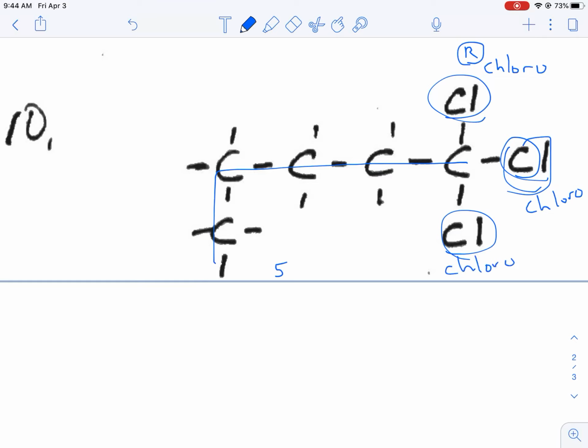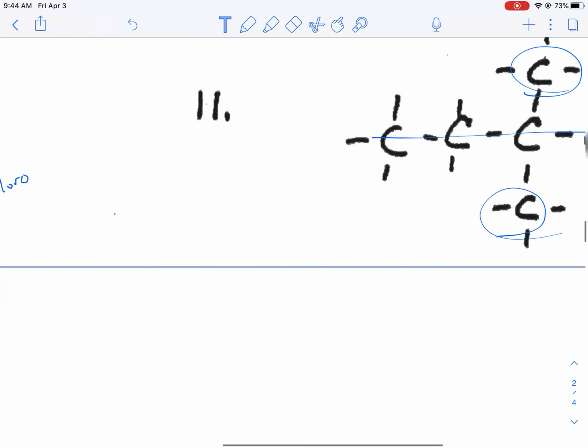So I have a chloro, and a chloro hanging off of a 1, 2, 3, 4, 5 carbon chain. Again, 5 carbon chain is a pentane. I know that I got chloros hanging off this pentane. I know that I have 3 of them. That's where I'm getting the tri. And what position, what position, what position? A 1, a 1, and a 1. That's how we handle multiples like that.